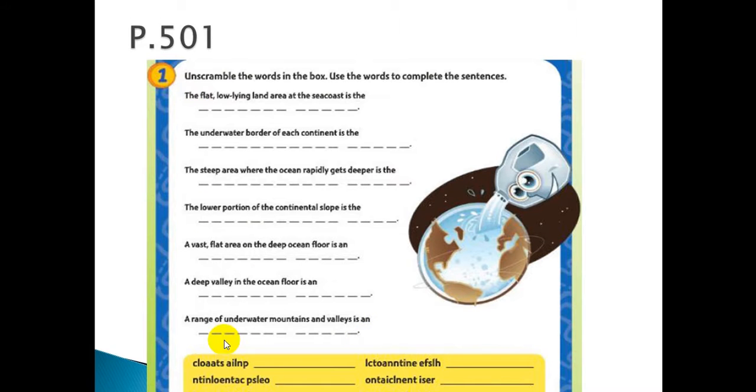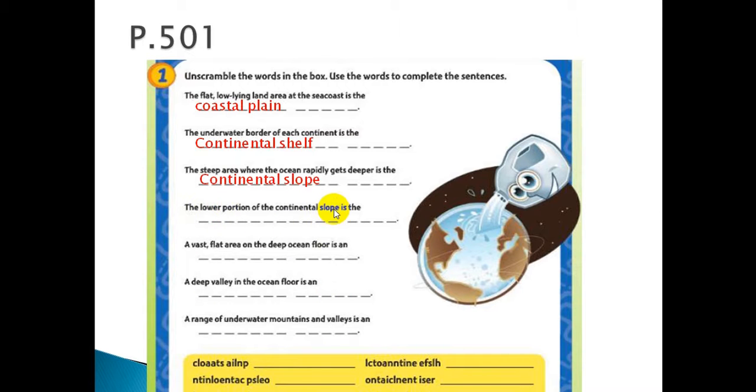Next question in the next page, page 501. The flat low-lying land area at the sea coast, the flat part near to the ocean or near to the water, is called coastal plain. Yes. Underwater border of each continent. The first part of the ocean floor, if you remember, yes, continental shelf. The steep area where the ocean rapidly gets deeper is the part of the ocean that rapidly or suddenly slopes, called continental slope.